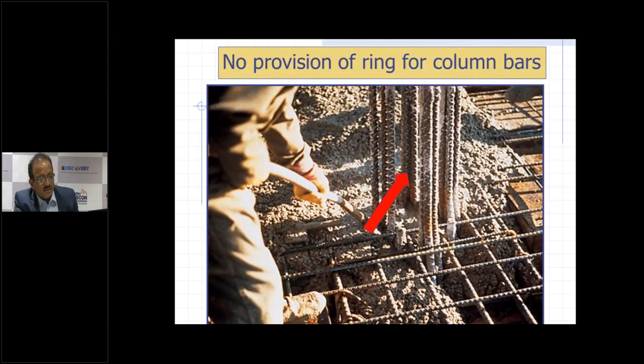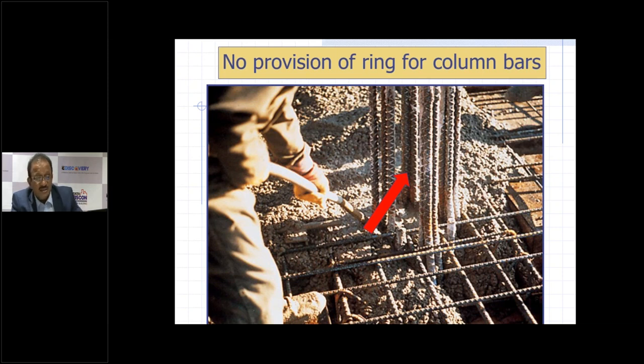Here you can see these column bars are there. You can see this red arrow. These column bars are bunched together, and there is no ring provided for these column bars. This is not allowed. For at least 1 meter length, you should provide the rings around these bars as per the drawing, so that when the slab construction is over, when the column construction is taken up, at that time these bars are not displaced, because once the concreting is done, it is very difficult to move these bars, and if you move the bars, you are damaging the slab below. So provision of ring is very important.